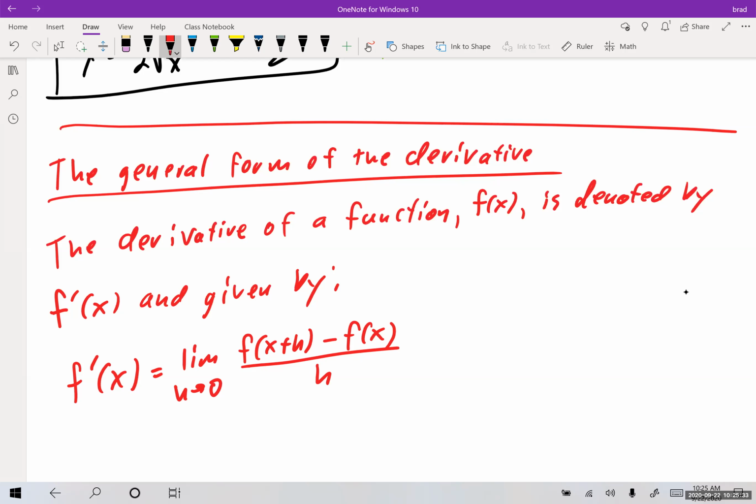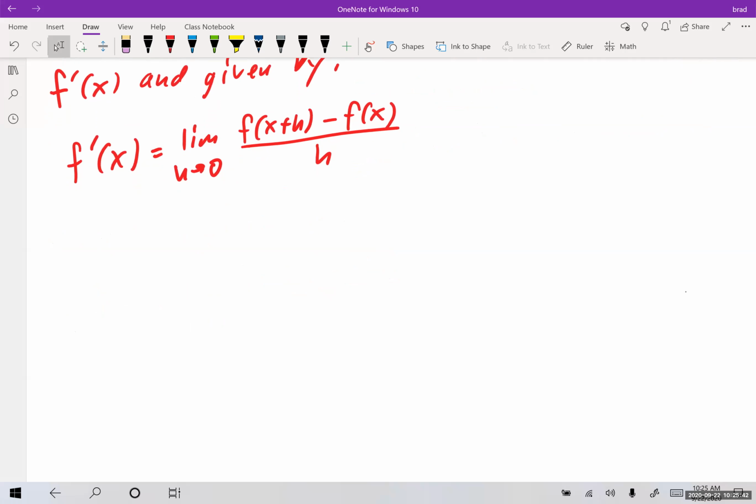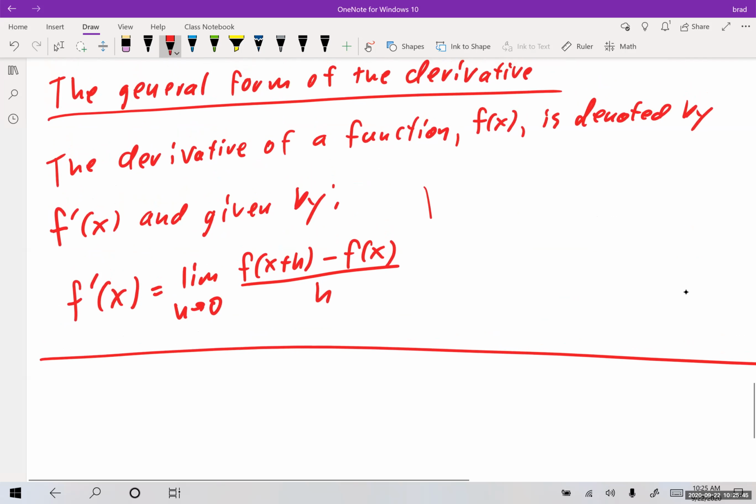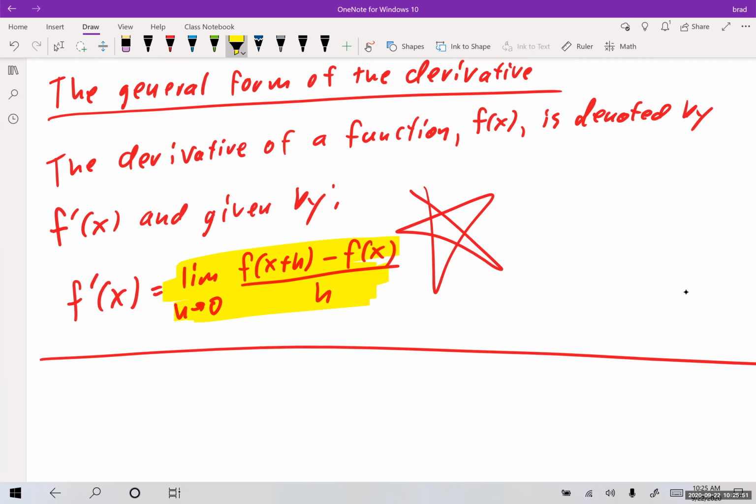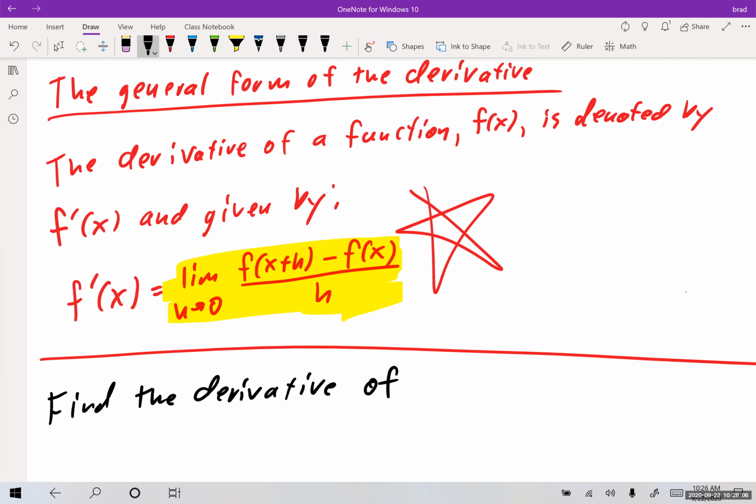So what we're going to do this time is find the derivative of, so that's the general form. This is very important. This is the one I use all the time. I don't normally use the a plus h one. I just use this one, and then I plug in a at the end of the problem. So if I ask you to find the derivative of s of t equals t squared plus 2t.